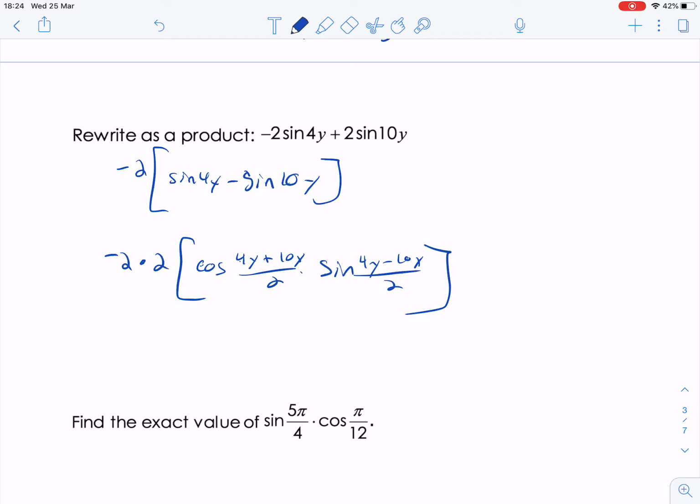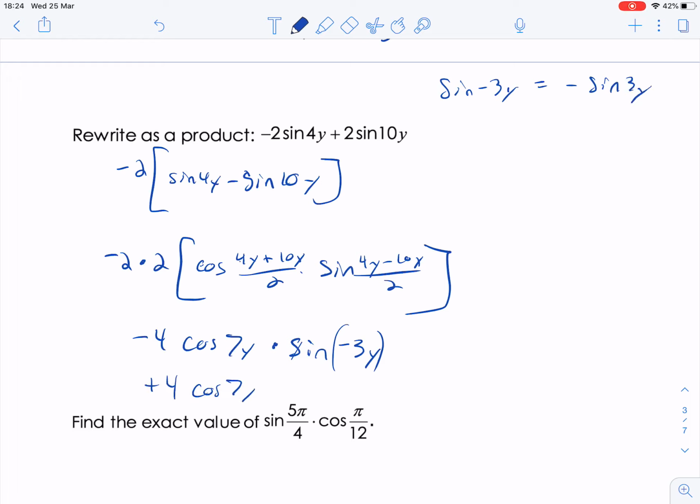Right. Let's see here. Yep, so put them together, negative 4 cosine of 7y times sine of negative 3y. Okay, so this is an odd function. So remember, the sine of negative 3y equals the negative sine of 3y. So we can take that negative out and it becomes positive 4 times the sine of 3y. There we go.